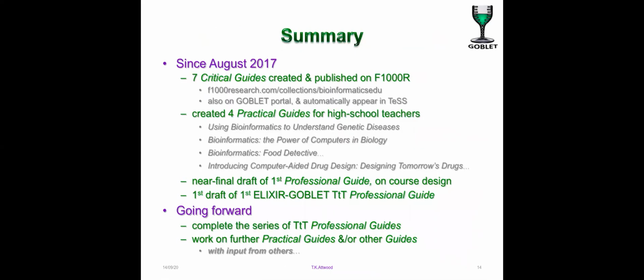So to summarise, since August 2017, we've created 7 critical guides and published them all on F1000 Research in the Bioinformatics Education and Training section. They also appear on the GOBLET portal, so they're automatically scraped and appear in tests. We've created 4 practical guides for high school teachers, 3 of which have been published, and the 4th due out anytime soon. We've got a near final draft of the first professional guide on course design and a first draft of the first Elixir GOBLET Train the Trainer professional guide.